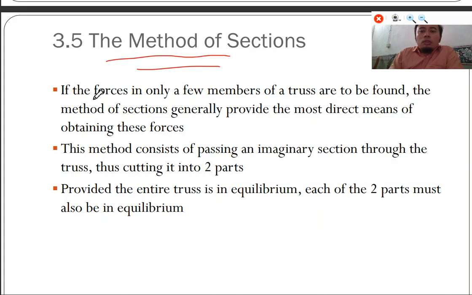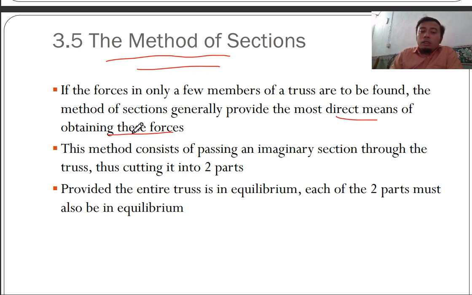So, method of sections. If the forces in only a few members of a truss are to be found, so you want to know the specific forces at the specific members, the method of sections generally provides the most direct means of obtaining these forces.